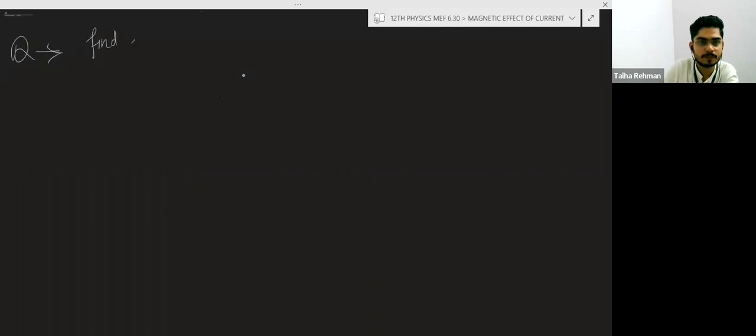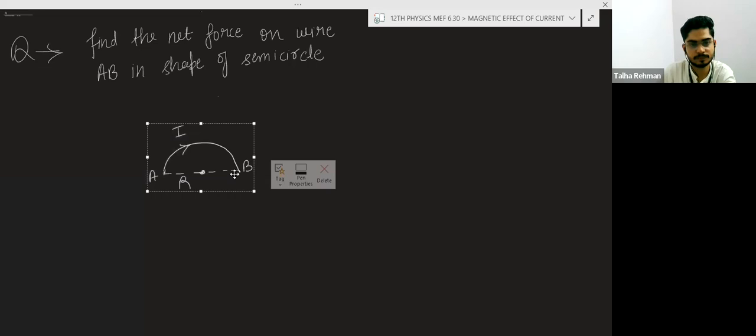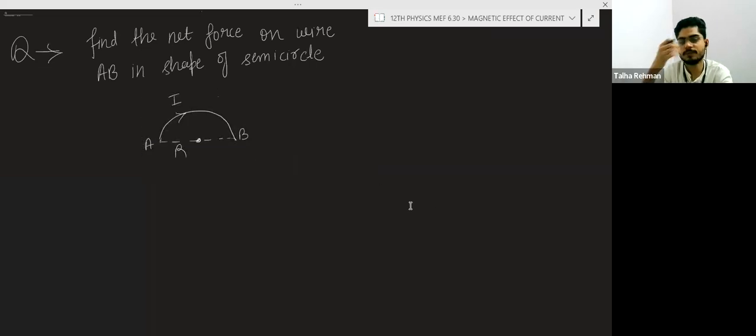Find the net force on wire AB in the shape of a semicircle. So here is one wire given, a semicircular wire AB, and suppose capital I is the current in this wire and capital R is the radius of this semicircle. We have to find the net force on the wire AB, that is the semicircular wire.